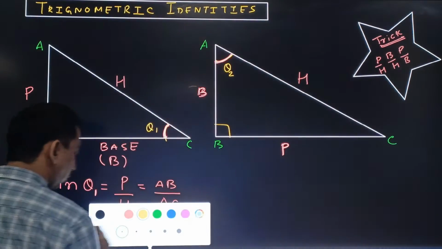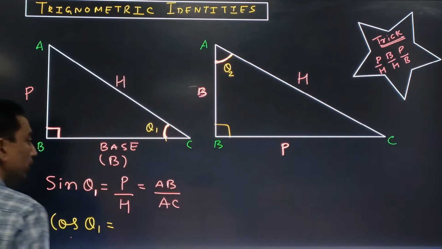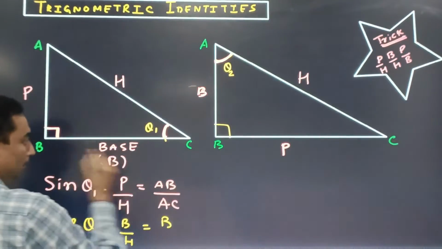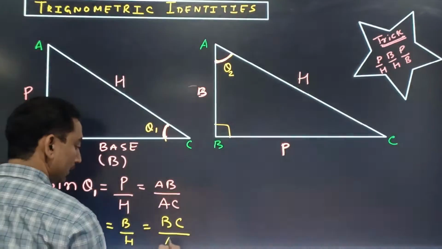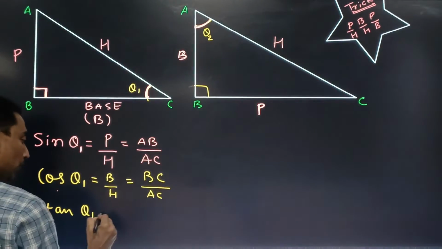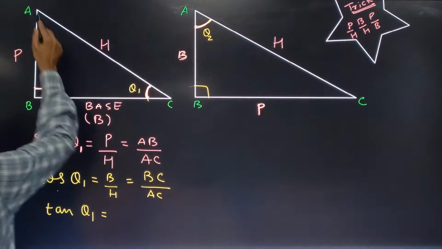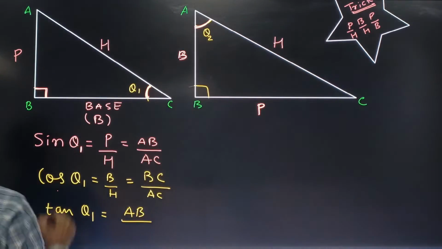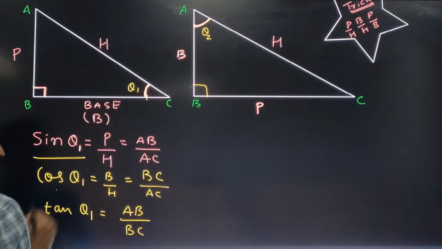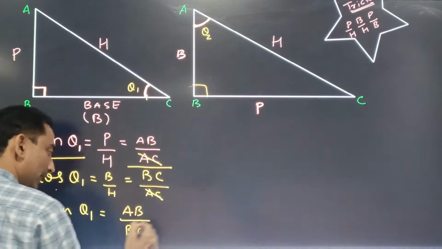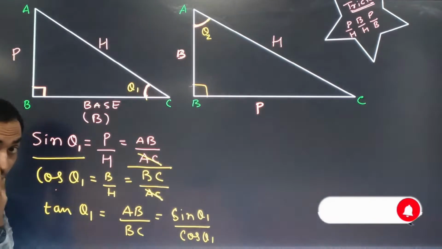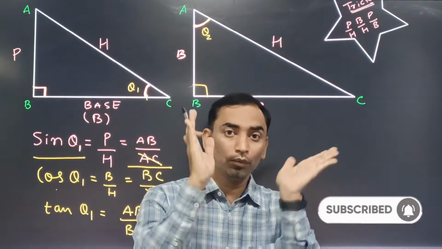Now if I am asked to find out cos theta 1, it is going to be base upon hypotenuse. So the base is BC. This is base upon hypotenuse, so this is BC upon AC. Now the third one is, suppose I am asked to find out the tan theta, right? So tan of theta 1 is equal to perpendicular upon base. So over here the perpendicular is AB upon the base BC. You may also check that if you take the ratio of sine and cosine, the AC and AC get cancelled, and you will get this one. So tan theta can also be written as sine of theta 1 upon cos of theta 1. So basically sine theta, cos theta or tan theta are the ratio of two sides of the triangle.